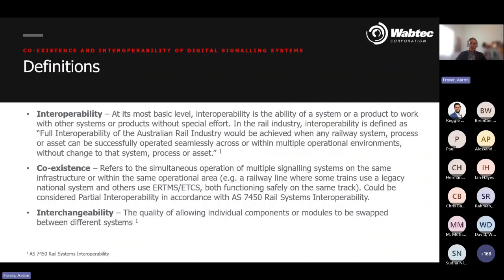And finally, interchangeability refers to the ability to swap out components or modules like an onboard unit or an interlocking from different suppliers without having to re-engineer or recertify the system. This level of compatibility is rare but highly desirable for avoiding vendor lock-in and simplifying ongoing maintenance and support.